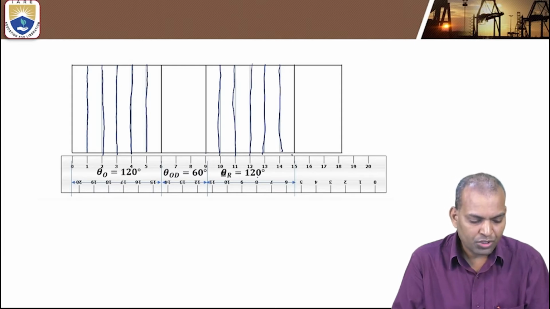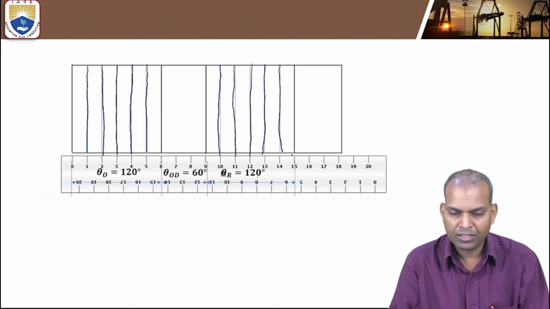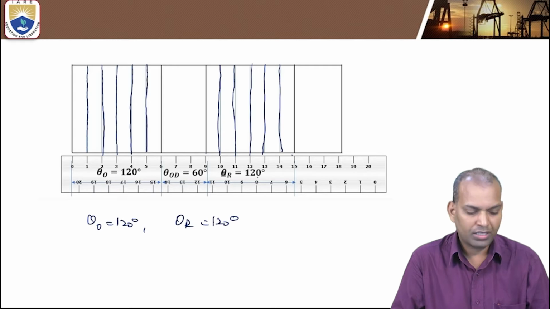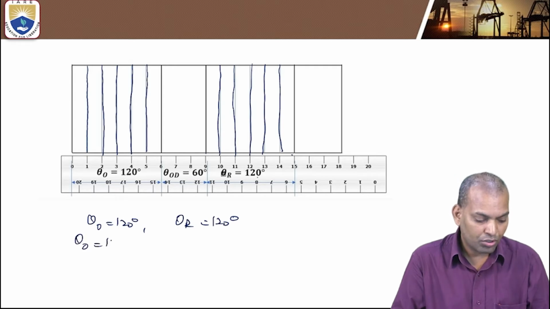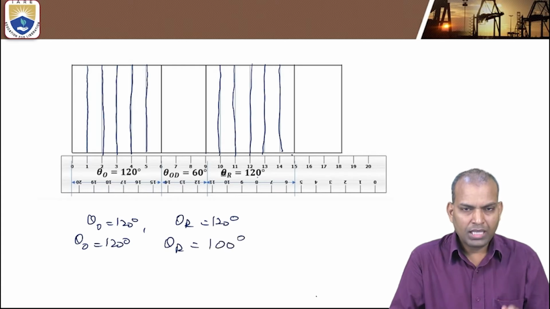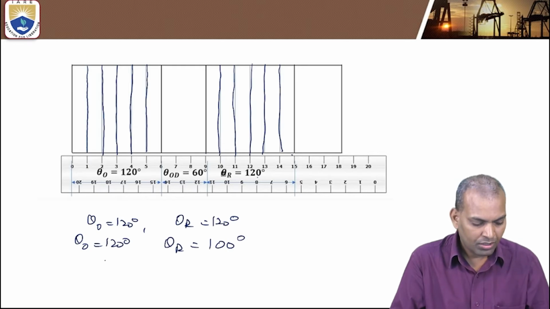So how many parts are we dividing the outward stroke into? The same number of parts should be divided for the return stroke also. Suppose theta outward stroke is 120 and theta return stroke is 120, it is the same, so equal. Suppose theta outward stroke is 120 degrees and return is some 100 degrees. So the length may be reduced, but it should be divided into an equal number of parts.